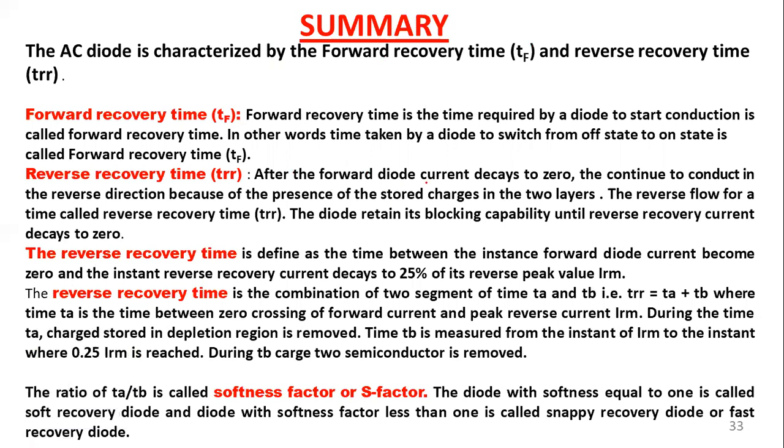After the forward diode current decays to 0, the diode continues to conduct in the reverse direction. So we have seen for reverse recovery time that slowly it becomes 25% of IRR. That part is called reverse recovery time. The instant the forward diode current becomes 0, the reverse recovery current reaches 25%. And what is the reverse recovery time? That time TRR is equal to TA plus TB. TA and TB are mentioned separately, and the softness factor is also mentioned here.